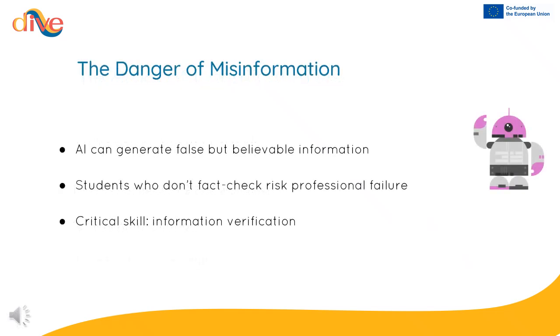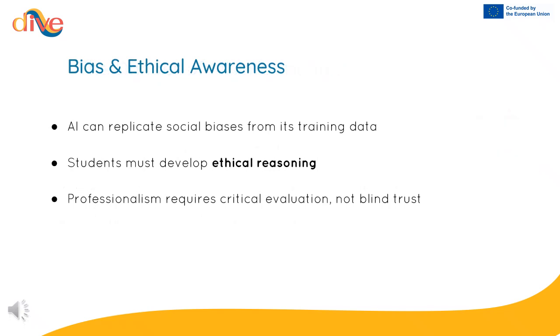The risk of unskilled use. 1. Hallucinations and misinformation. AI can generate content that sounds accurate but is factually incorrect. Students who don't verify this information risk building work on false foundations, a critical failure in any professional context. 2. Bias amplification. AI systems are trained on real-world data, which often contains social and systemic biases. Uncritical use can lead to unethical conclusions, undermining a student's ethical reasoning and awareness, core elements of professionalism.